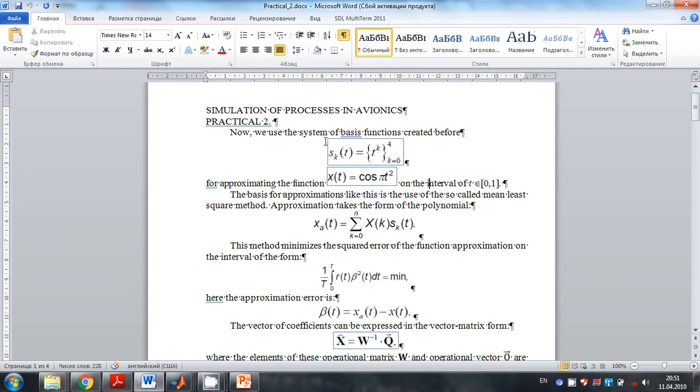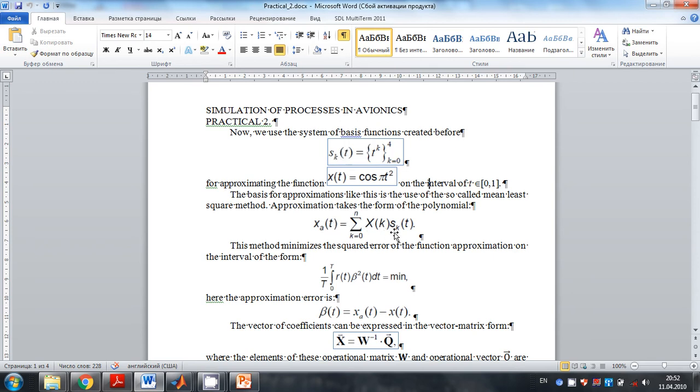Now, how do we do this? Actually, formally, from the mathematical standpoint, it looks like this. We find a decomposition in the form of a polynomial, where x_a is a representation of this signal x using a system of basis functions s. Now, basis functions are included into this polynomial.